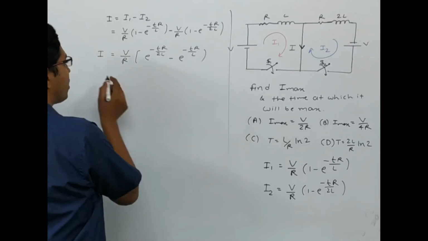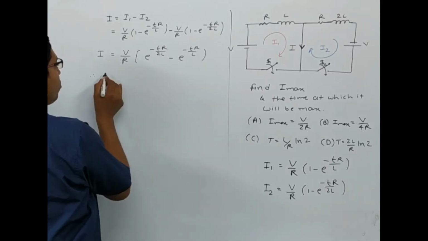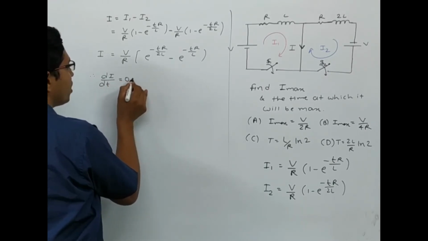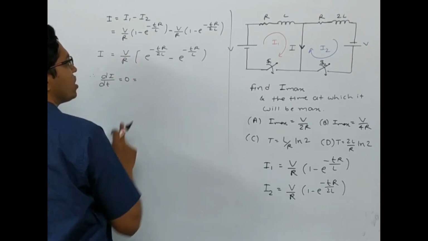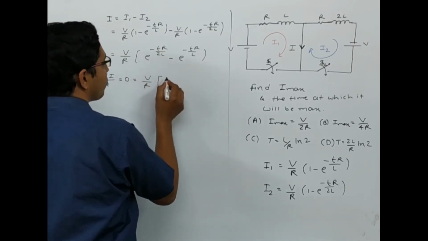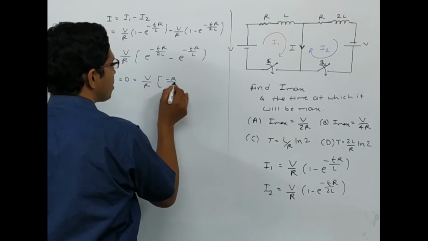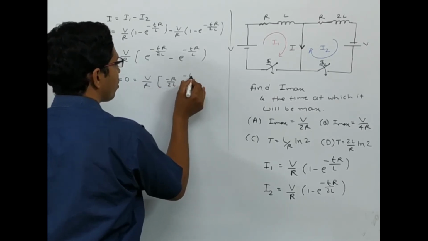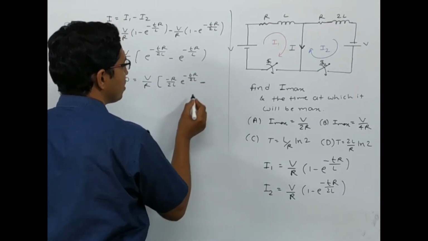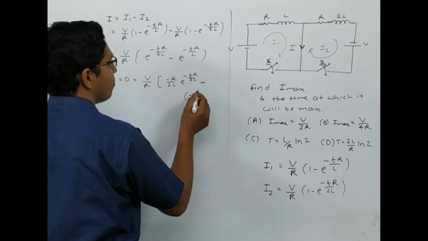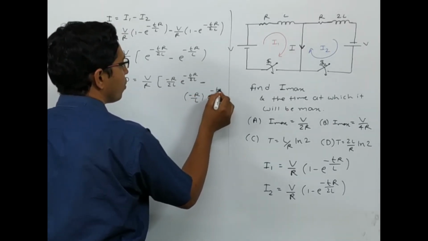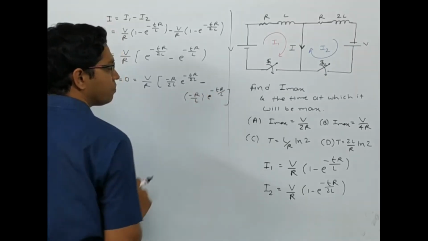Now I want this current to be maximum, so naturally I am going to differentiate this. So di by dt should be equated to 0. I will take out V by R as it is, and if I differentiate, I get minus R by 2L e raised to power minus tR by 2L, and then minus, minus R by L in bracket, into e raised to power minus tR by L.